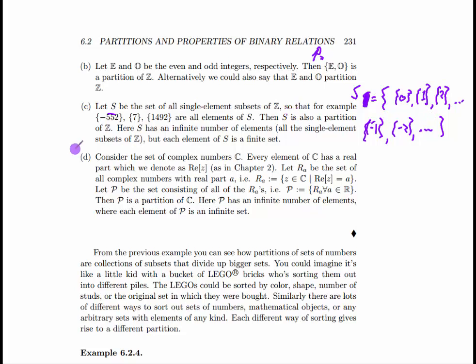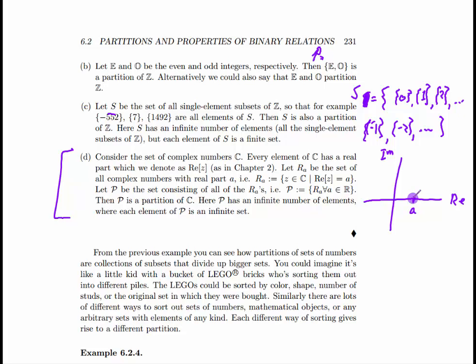All right, here's another partition of the complex numbers. We can partition complex numbers according to their real part. Let R_A be the set of all complex numbers with real part A. So what would that set look like? Well, if I take the complex numbers, and here's the real axis, and here's the imaginary axis, if I take some real number A, then what numbers in the complex plane have this real part?